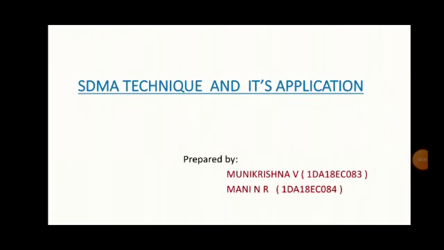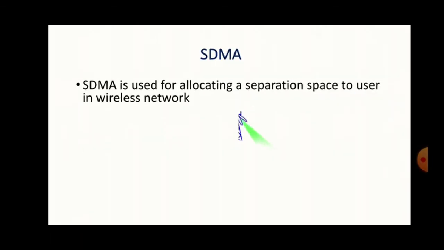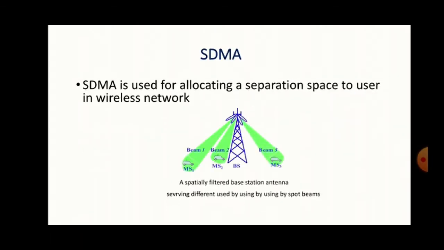Hi, myself Mani Krishna. I am going to explain the SDMA. SDMA is nothing but space division multiple access. It is one of the multiple access techniques. What we do with SDMA is allocate and separate space to users in the wireless network. With this categorization, we have to provide an interference limited or interference free environment for the users who want to transmit their information over the common medium.